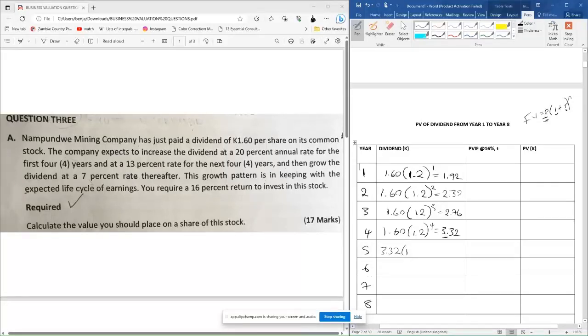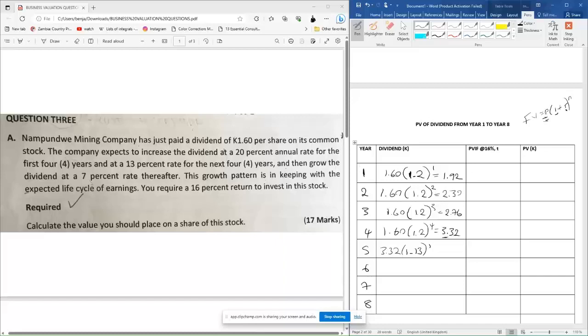So we're going to have 3 kwacha 32 ngwe multiplied by 1 plus 0.13, and that will give us 1.13 as our future value factor, right? So 1.13 to the power what? 1. We're not going to say to the power 5 in this case. We're going to say to the power 1, because when we start the next 4 years, it's like we're starting from 1 again, right? We are not going to continue 5, 6, 7, 8. No. With regards to the powers, please pay attention.